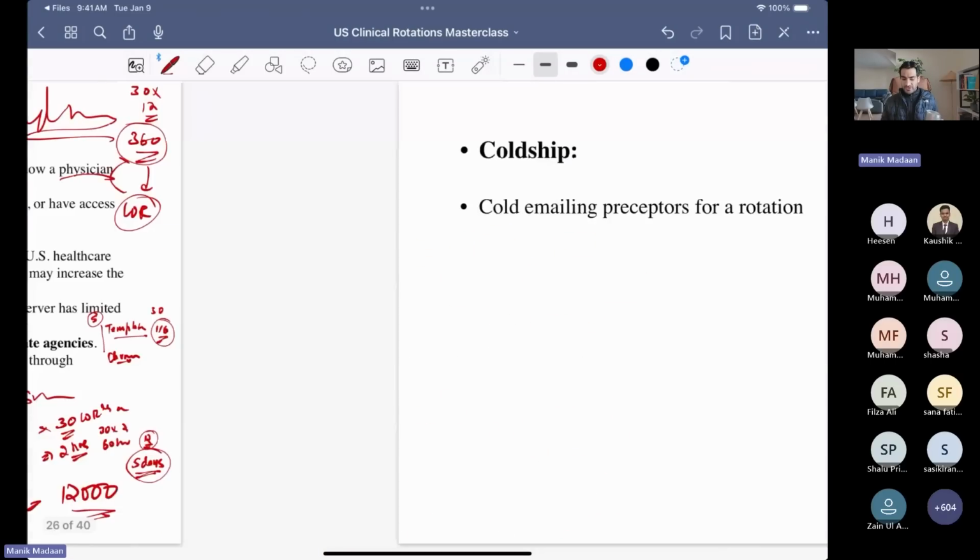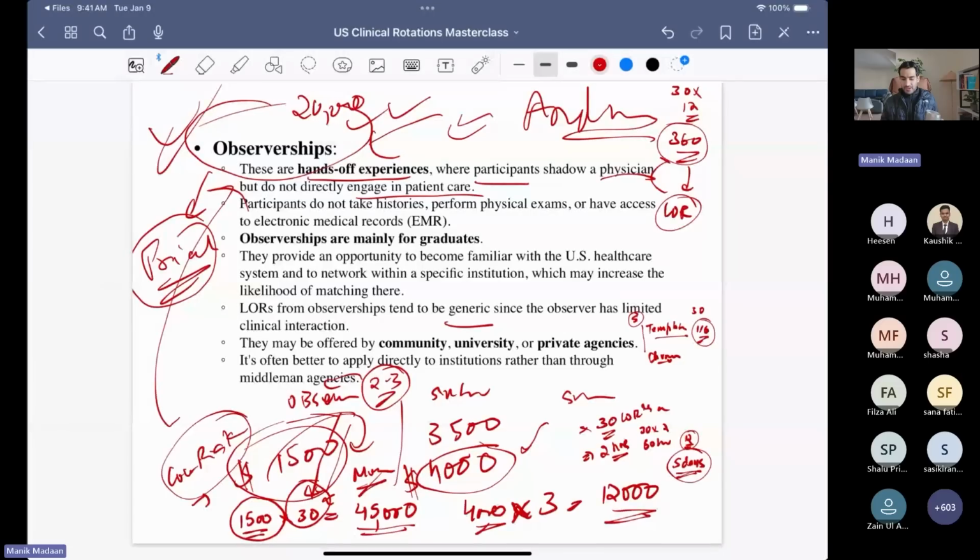Let's go into observerships. How do you find them? There can be private agencies if you are in a situation where you don't have time, because a lot of these rotations take time to apply for. Private agencies can sometimes be good. I'm not saying all are bad, and there are some good experiences within private agencies. But if you don't have time, that is a way to go, because they can provide it to you in 2 to 3 months.